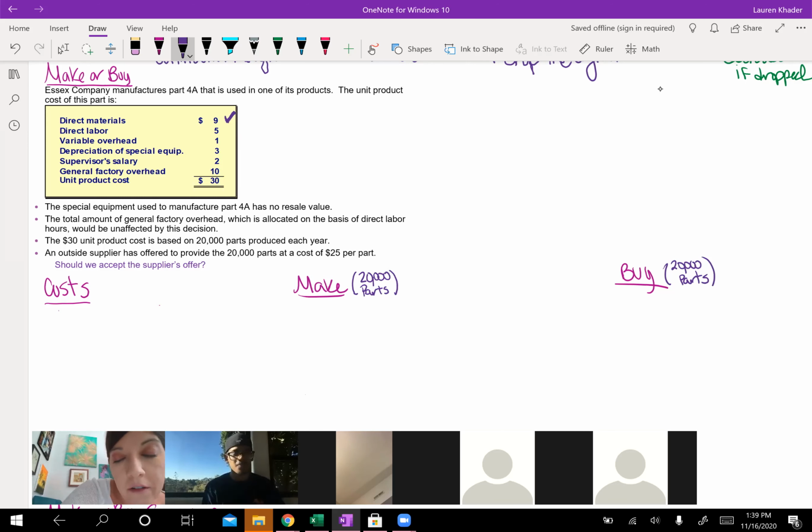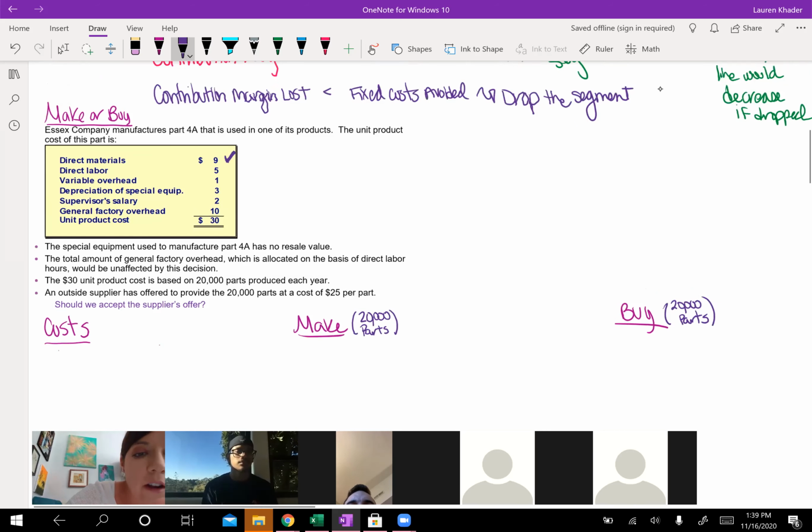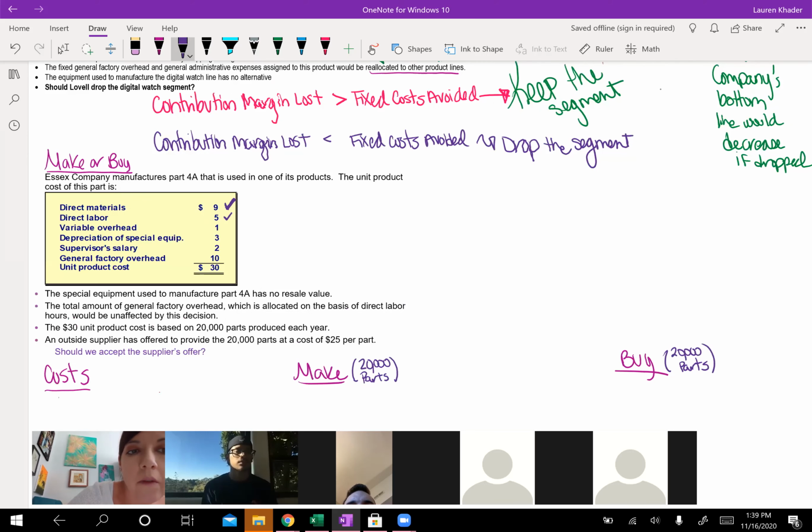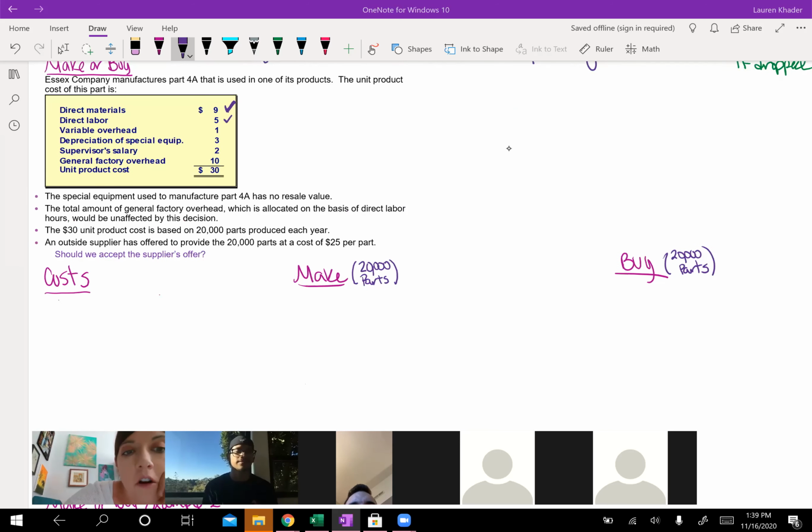Direct labor. Yes, we incur it if we make the part in-house. We won't incur it if we buy it. Variable overhead. Yes, same reason. We incur it if we make the part in-house. We won't incur this cost if we buy it. Depreciation of special equipment. Irrelevant. It's a sunk cost.